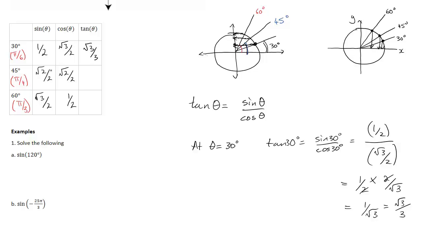Now here, because you have the same sine value as you have cosine value, when you divide the two, you get the value 1.